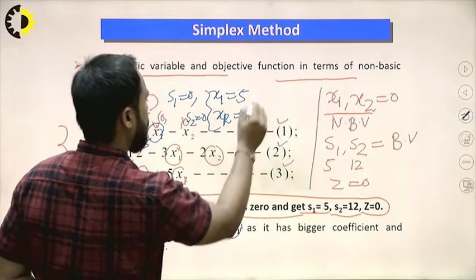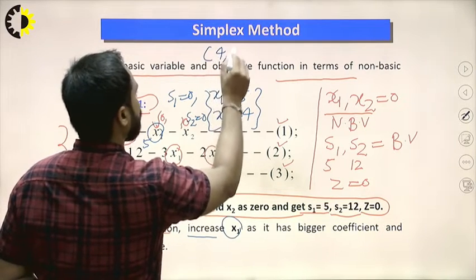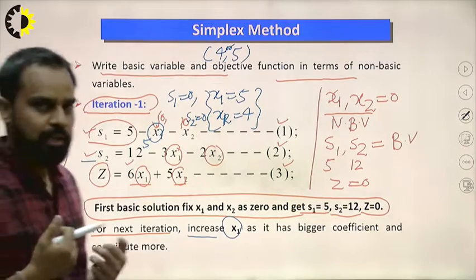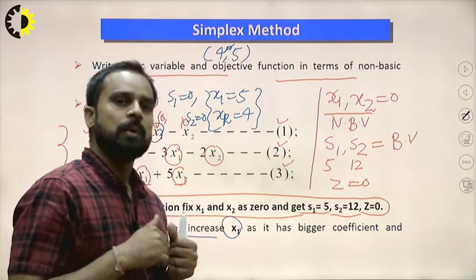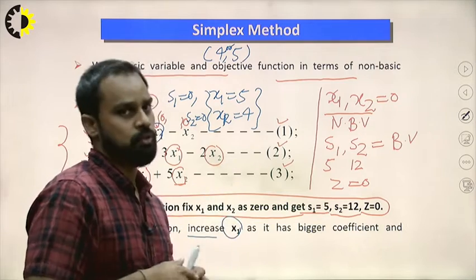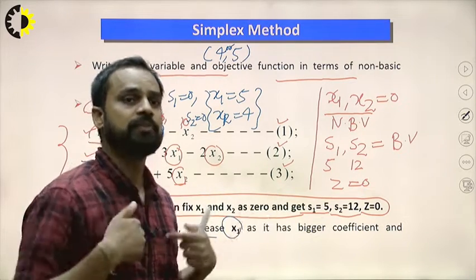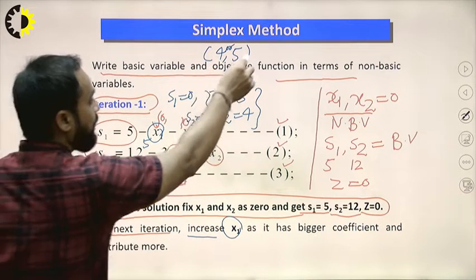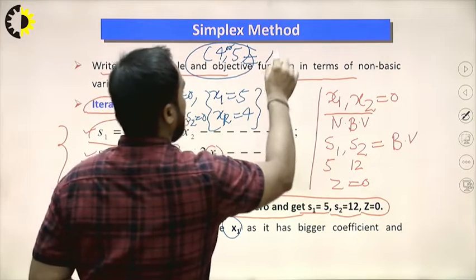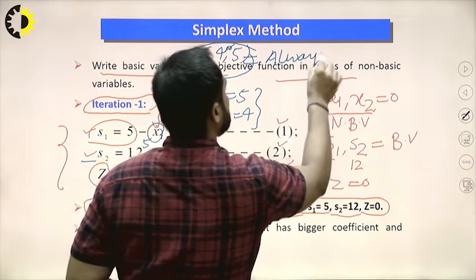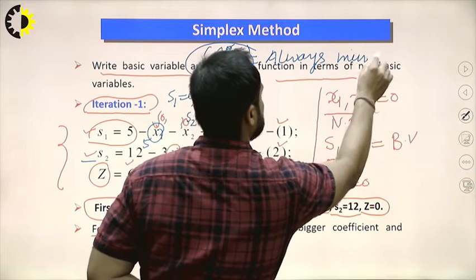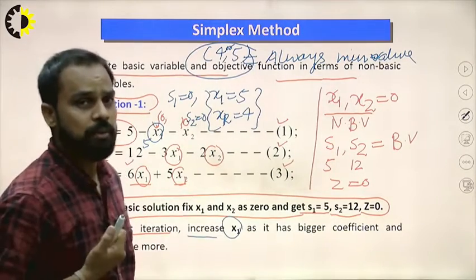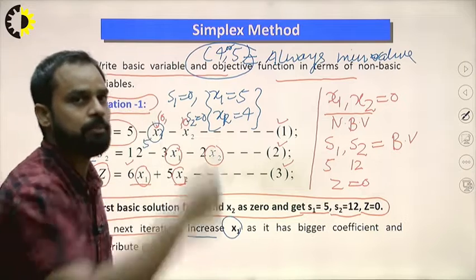Now I have two choices, either I can select 4 or 5. Out of 2, one value I have to select so that x1 becomes a basic variable and either s1 or s2 becomes a non-basic variable. Non-basic variable means we are fixing it to 0, right? So always take the minimum of the 2, always choose the minimum value. Why am I saying minimum value? Suppose I am taking 5, suppose I am taking the larger value.